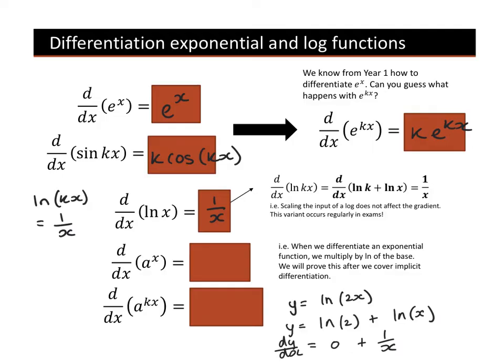The differential of a to the power of x, what is that going to give me? Well, this actually gives me a to the x multiplied by ln a. And then for the second one, the differential of a to the power of kx, we're going to have a to the x multiplied by k ln a. So we could write that, if we wanted, as k a to the power of x ln a.